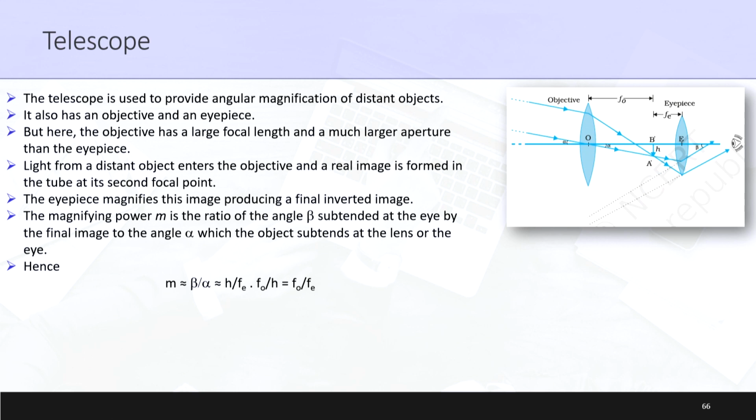So that was the final discussion of the previous lecture. Let us today start with the telescope concept. The telescope is used to provide angular magnification of distant objects, quite evident. So you just need to remember first of all what the microscope is used for. There is something called a microscope, and there is something called a telescope.